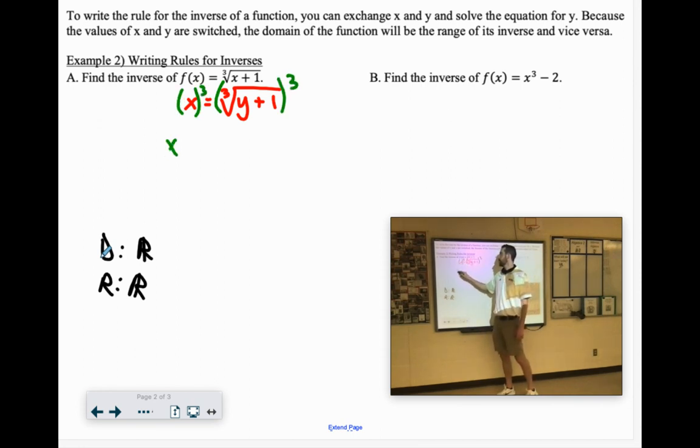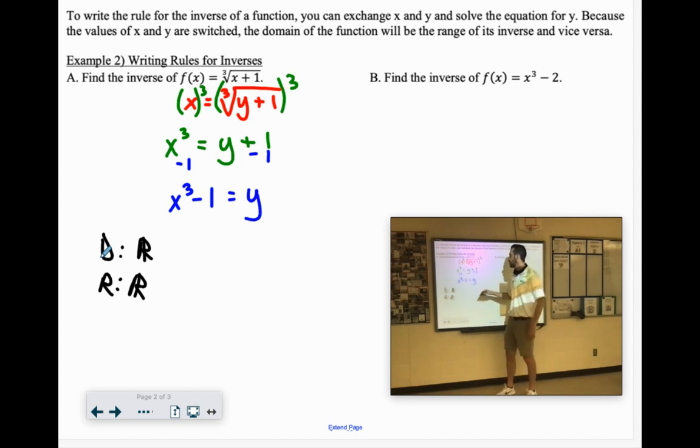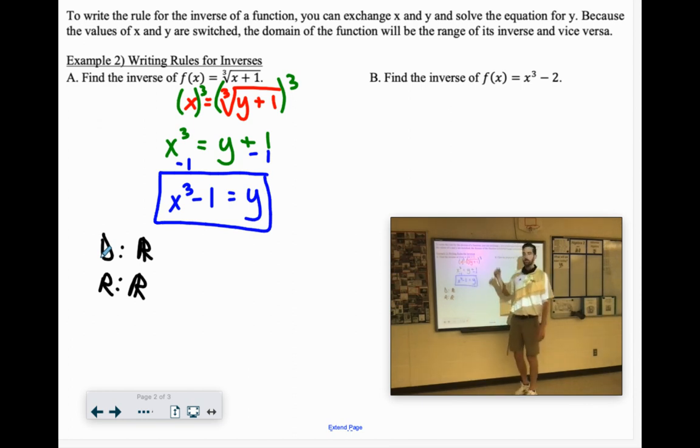So we have x to the third equals y plus 1. Now we just have to get rid of plus 1 by subtracting 1. So we'd have x cubed minus 1 equals y, or in our case, f of x. So this would be the inverse function, which if you want to write y equals, then that would be fine. Remember, the domain and range flip-flopped, but they were the same thing anyway, so that really didn't make a difference.